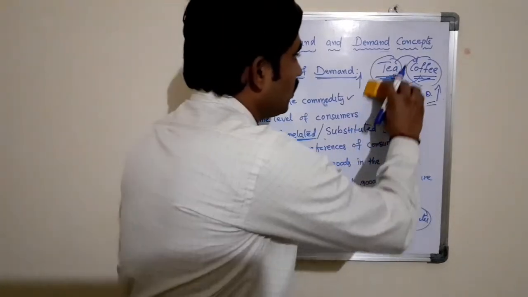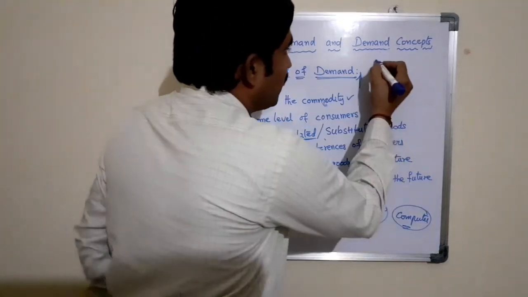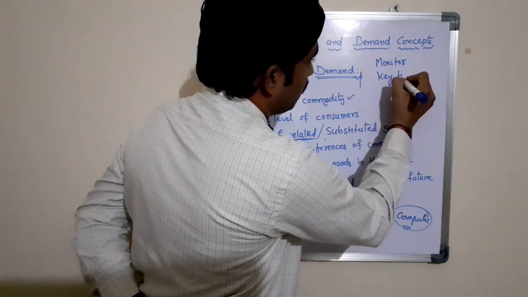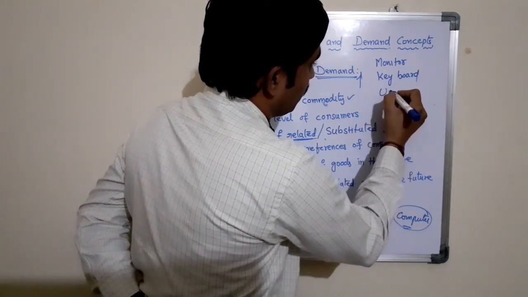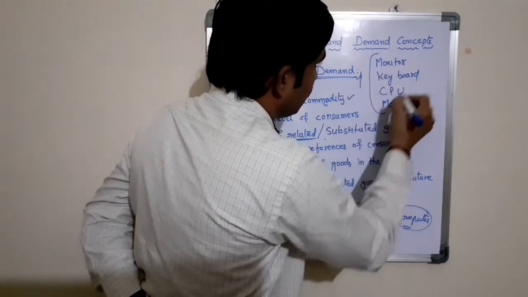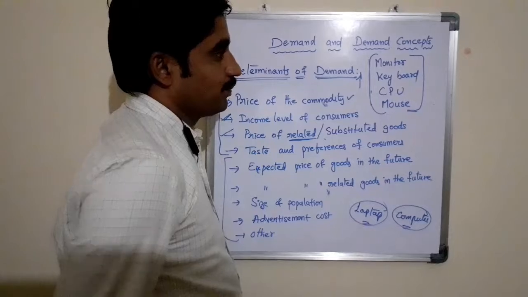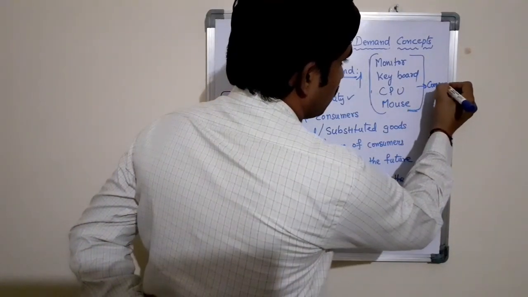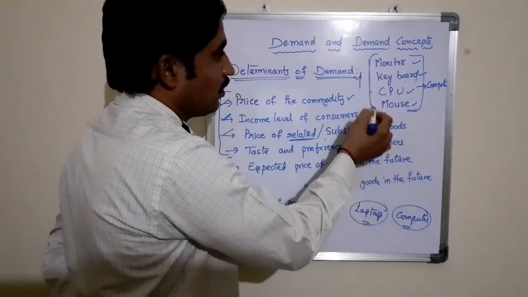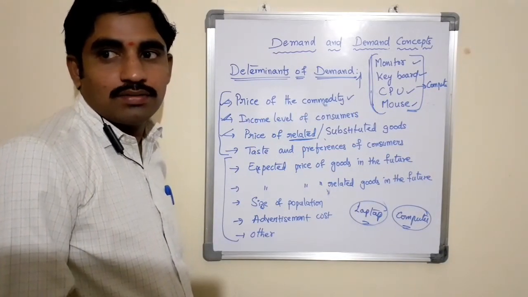For example, if you want to install a computer, you need to purchase monitor, keyboard, CPU and mouse. So they are the parts we need to purchase in order to assemble a computer. Then only it is possible to use it as a computer. So monitor, keyboard, CPU, mouse, these are all called complementary goods.